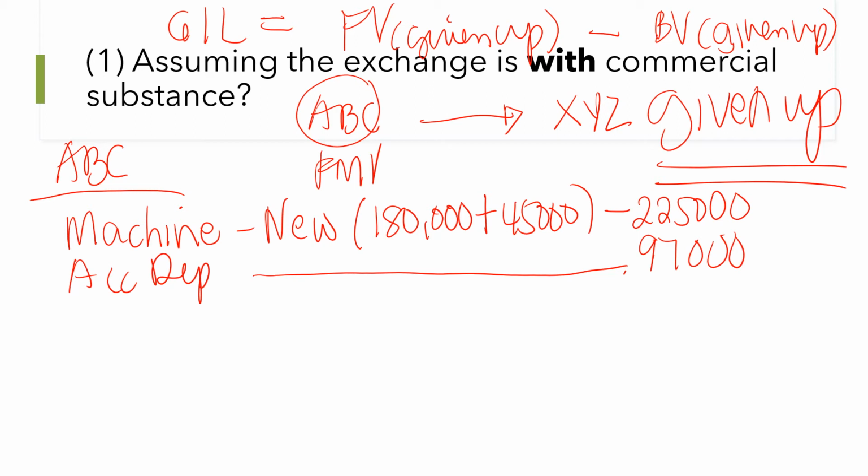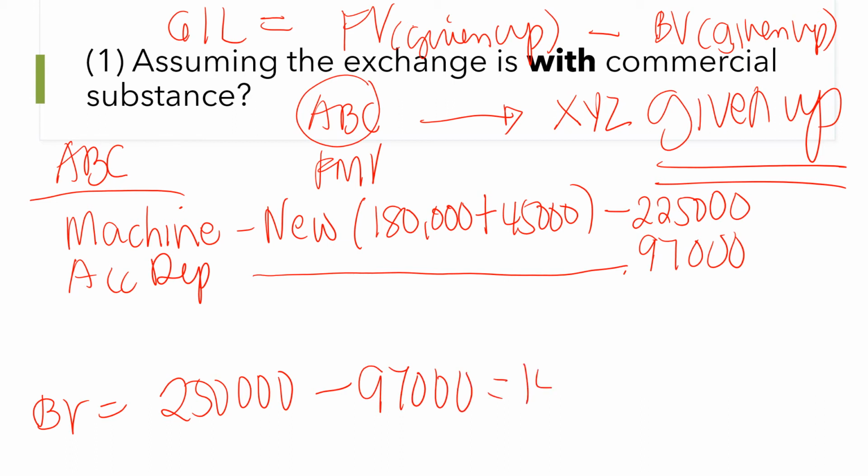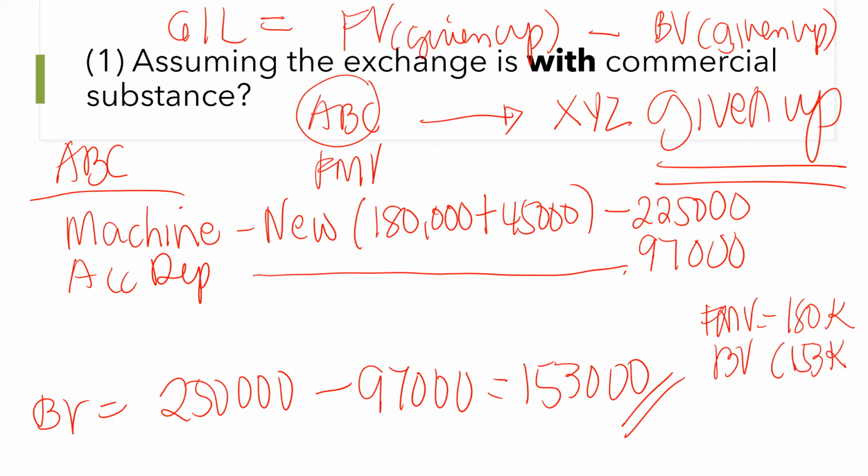The book value is the original cost of 250,000 minus the accumulated depreciation of 97,000, so that is 153,000. Compare this 153 to the fair market value. The fair market value is 180,000 and the book value is 153,000, so we have an increase in fair value of 27,000. Because the fair market value is higher than the book value, this 27,000 will be recognized as a gain on exchange. Remember the 27.